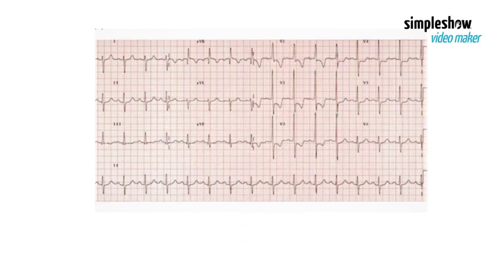This is an example of RVH. Dominant R wave is seen in lead V1. Dominant S wave is seen in V6. ST depression and T wave inversion are seen in leads V1 to V4.